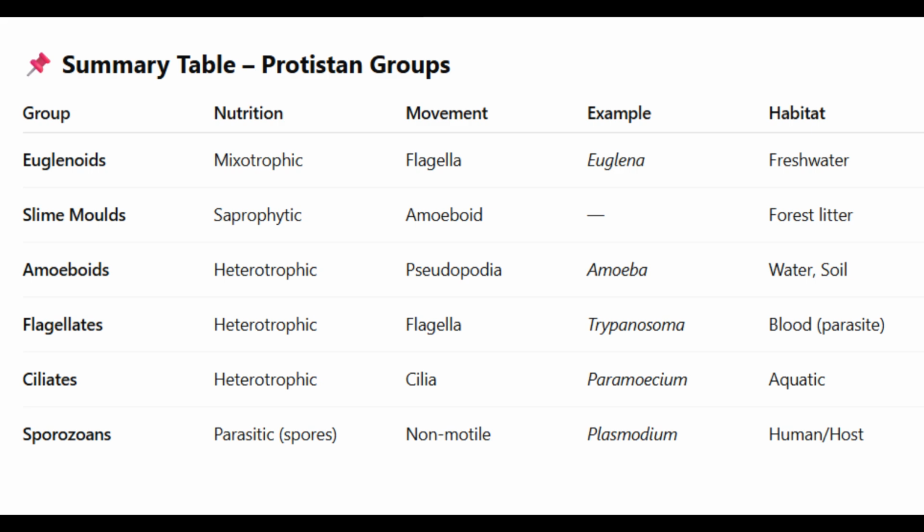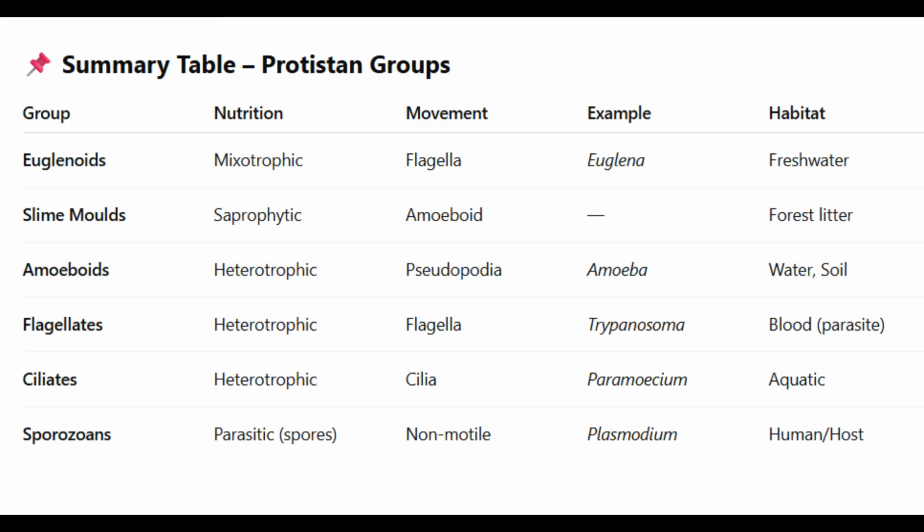Amoeboids. Think amoeba. Classic heterotrophs that crawl using flowing pseudopodia, false feet. They thrive in water and soil. Flagellates. Heterotrophs propelled by one or more flagella. Some, like the parasite trypanosoma, cause of sleeping sickness, live in host blood. Ciliates. Such as paramecium. These heterotrophs are covered in tiny hair-like cilia for movement and feeding.